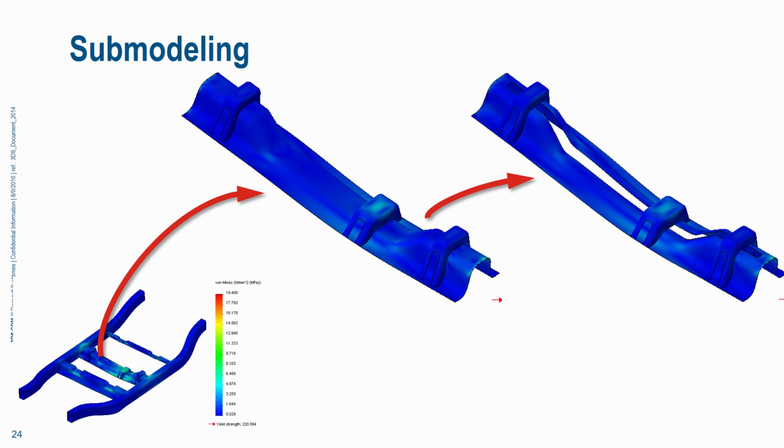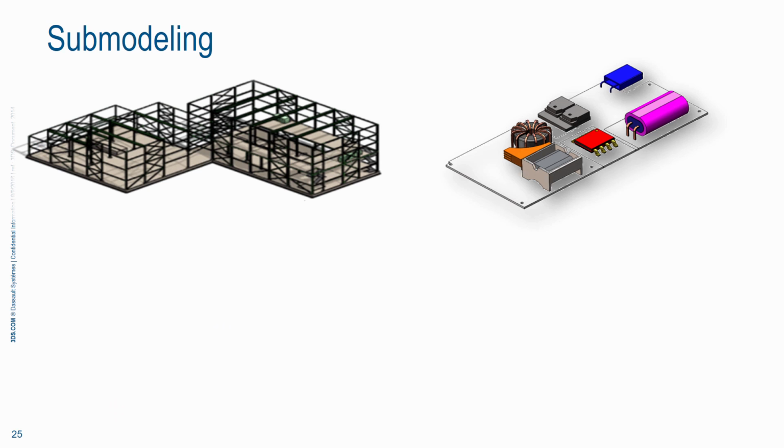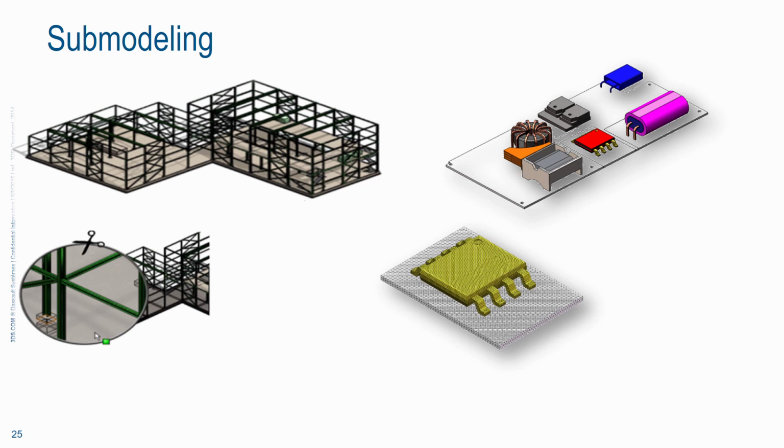So this works obviously for very large structures as well as very complex ones where we need a tight mesh. For example, I find the critical junction in this steel structure and I want to go in and add more detail to it. I'll basically snip it out.